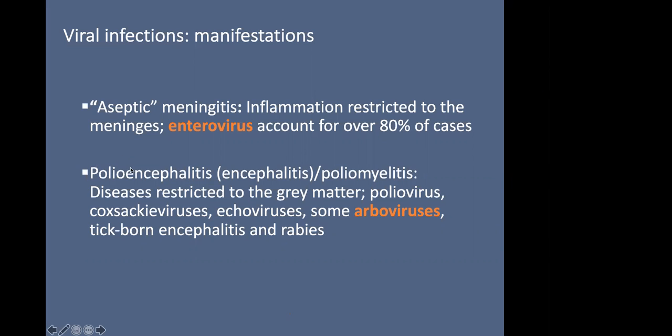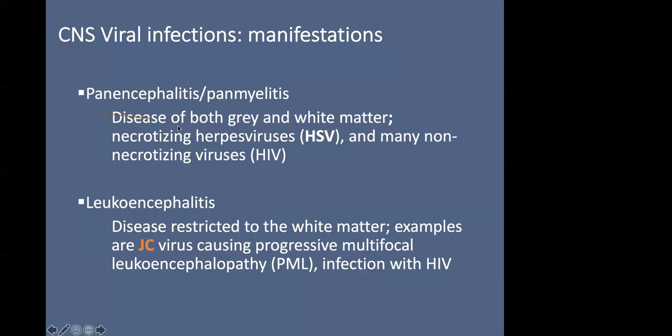Polioencephalitis is a term we apply to viruses that involve mostly the gray matter of the brain. Of course, poliovirus is one, but rabies also involves the gray matter specifically. Panencephalitis, on the other hand, is diffuse inflammation of the brain, and herpes simplex virus or HIV are among the most important ones.